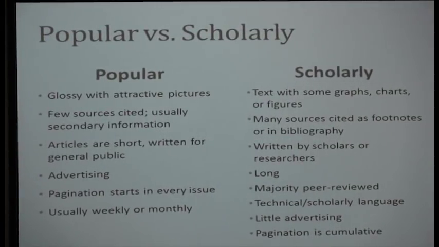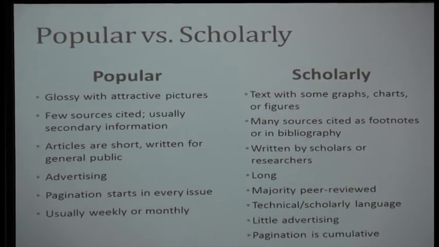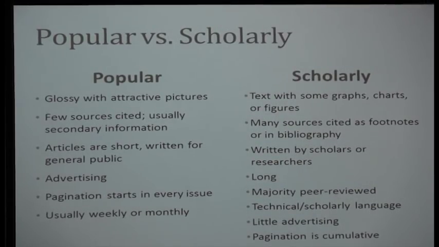Scholarly journals look scholarly. There's charts, graphs, figures, lots of footnotes. The authors usually have their credentials, so they'll say, this is from the University of Illinois or whatever, where they're affiliated. They tend to be longer in nature. Most of the information in a scholarly journal is peer reviewed, but not all. Technical, scholarly language, little advertising, and pagination is cumulative. It'll start with volume one, and then issue. So it'll be issue 1, issue 2, issue 3 for 1 year, and the pagination goes throughout the year. Okay. That's what is meant by pagination.